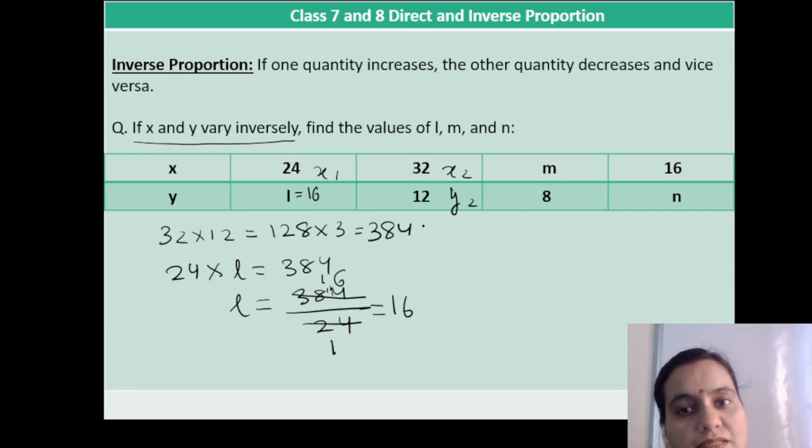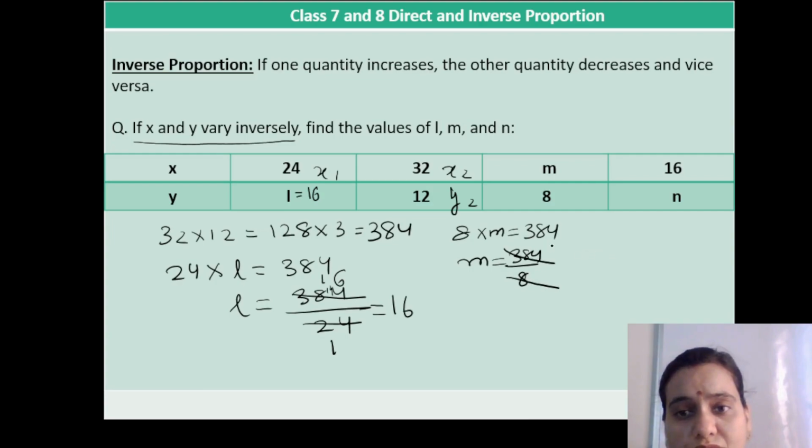Similarly, we can use the same equation and find out the value of M. 8 into M will be equal to 384. Definitely the constant remains the same. So 384 divided by 8 will be how much? 8 4s are 32. So 38 minus 32 is 6. So 6 comes here, 64. 8 8s are 64. So M's value will be equal to 48 here.